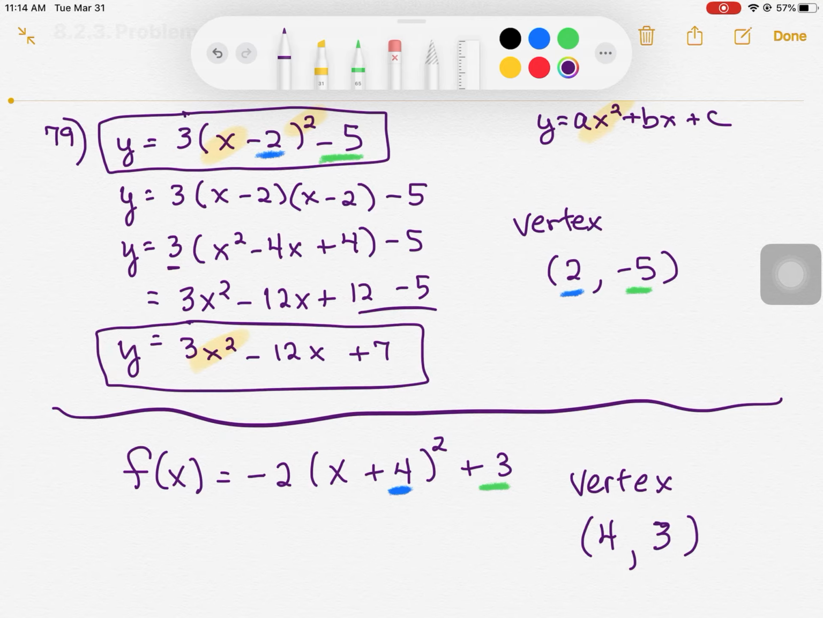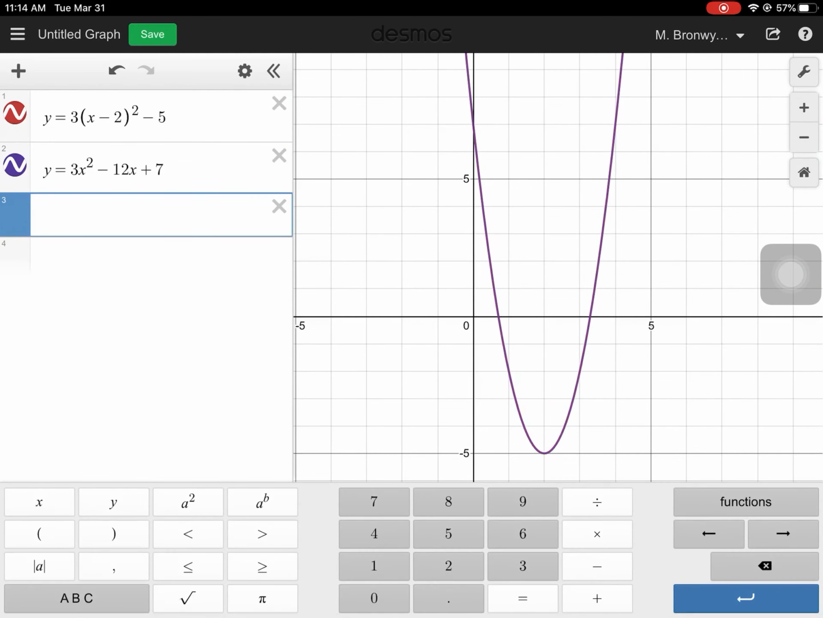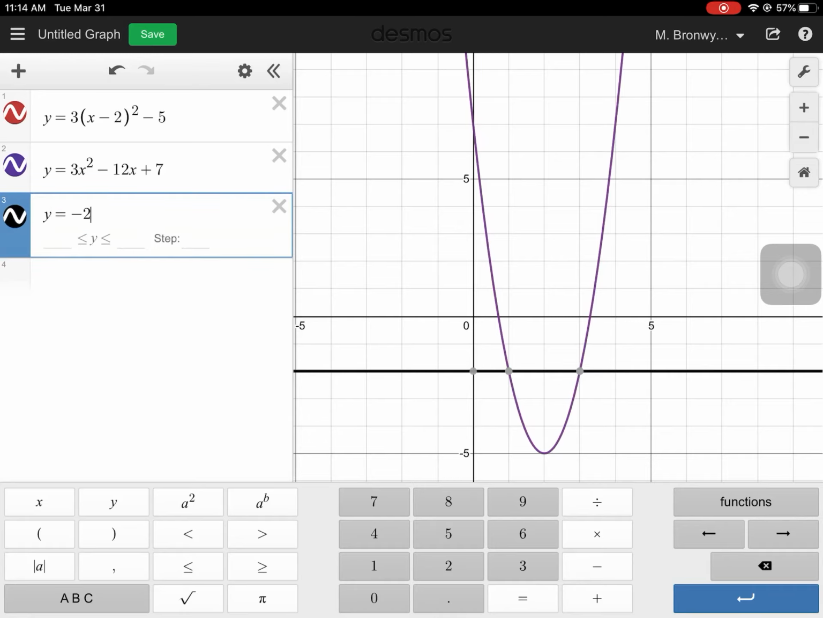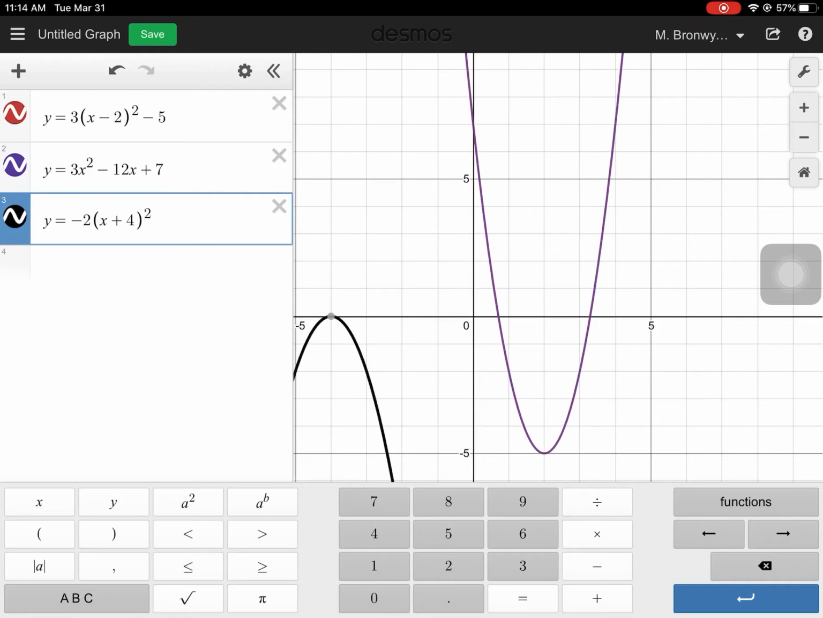And I'm going to graph that, and I'm going to see if it's 4, 3. So we're going to go back over to Desmos. I'm going to type in this equation. I'm going to have to use y instead of f of x, but that's fine, just because of how I have it set up. Y equals -2 times the quantity x plus 4, quantity squared, plus 3.